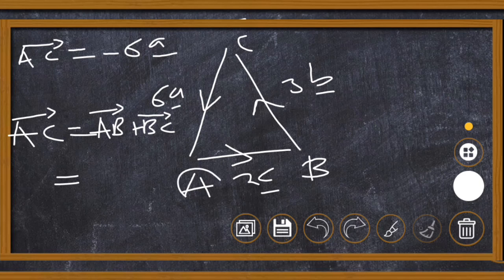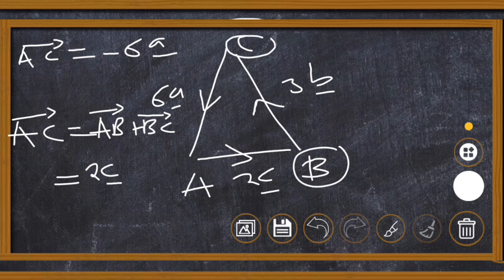We are moving from vector A to vector B, and of course the arrow here, the direction, is going according to our direction, according to our vector. So it's going to be positive vector 2C. Even if you don't write the positive sign here, it doesn't matter, because any value of the number or variable without a sign is positive.